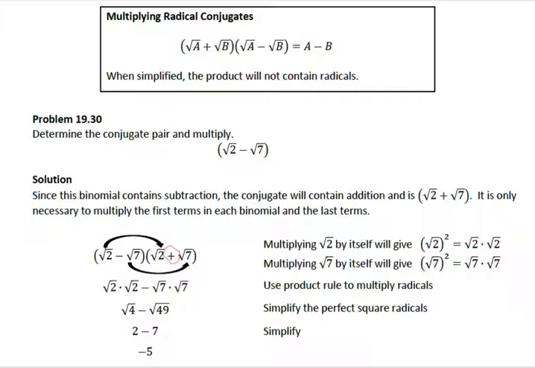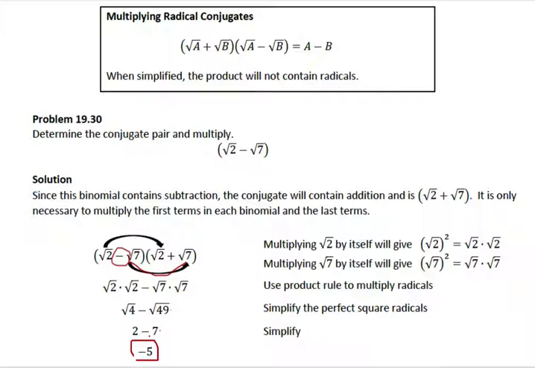When we multiply the first terms, we have the square root of 2 times the square root of 2, which is the square root of 4, which simplifies to 2. And when you multiply the last terms, you get radical 7 times radical 7, which is radical 49, which simplifies to 7. Since this one has a negative in front, the product is also negative. So the result will be negative 5.